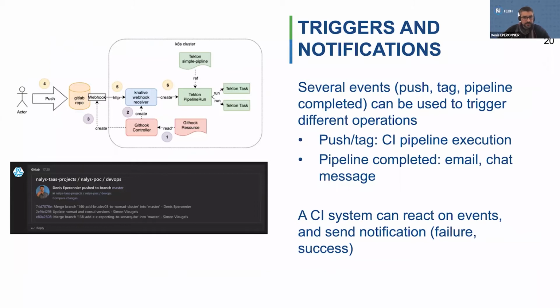Another concept for CI/CD systems is the triggering and notification. As I mentioned, there are several events which can be used to trigger operations. For example, a push or tag that we can detect and trigger a pipeline execution. Another event is when the pipeline is completed, we can notify the team with emails or chat messages, and inform about failure or success. So a CI system can react on those events and automate the workflow of information to inform the team and have a good overview on what's going on.